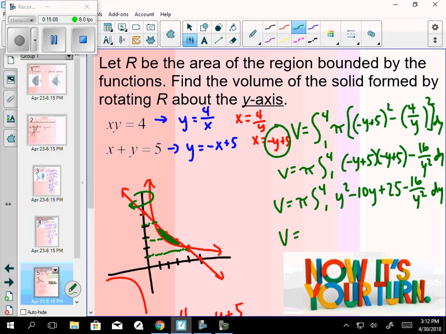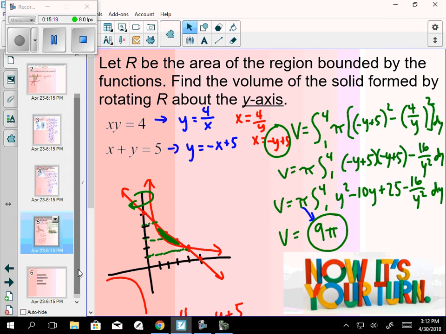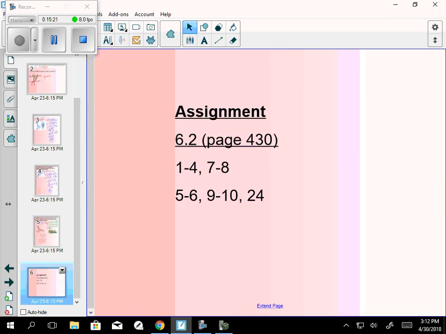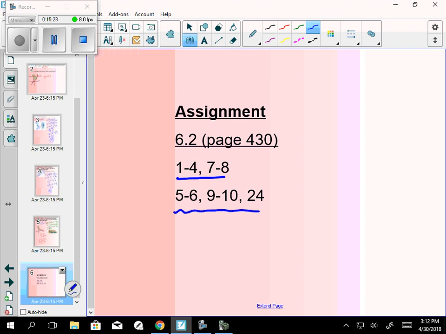Now, here's where you got to be careful. Answer's not 9. Now we need to make sure we multiply with our pi here. So the answer would be 9 pi is the volume. Okay, so that's what you do when you go around the y-axis. I want you to try some more of these out. These were the ones you got yesterday. See if you can now do these additional 5 problems here.